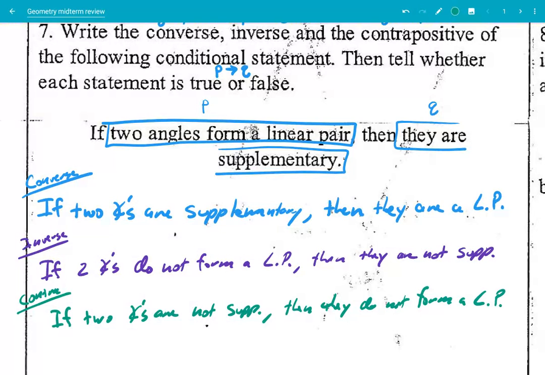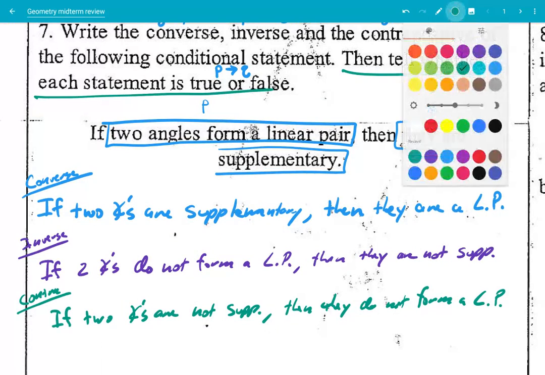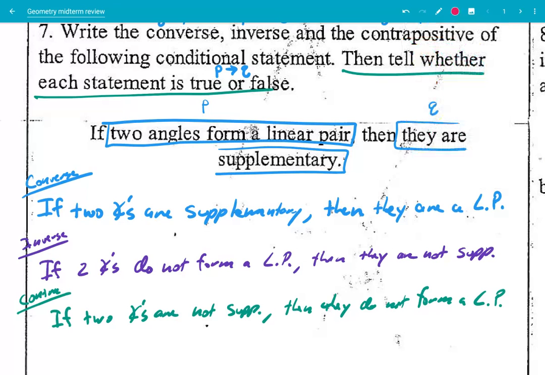There's all three. Then tell whether each statement is true or false. Let's go in and give each one a truth value. Let's start with the first one. If two angles form a linear pair, then they are supplementary. That is true. Probably didn't need to do that, but whatever. If two angles are supplementary, then they are a linear pair. That is not always true, so we're going to say that's false. Because if these are parallel, then this angle and this angle are supplementary, but they don't form a linear pair, do they?